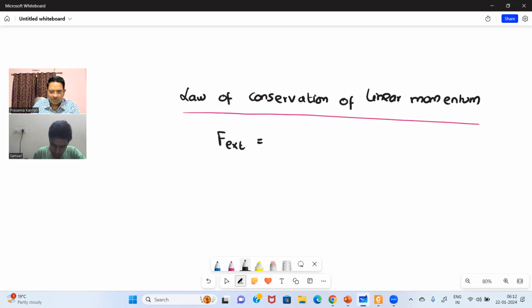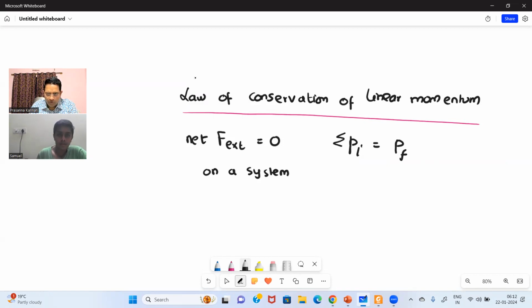So when the net external force acting on a body is zero, the initial momentum equals the final momentum. In fact, I can say when the net external force is equal to zero on a system, then the sum of all initial momentums is equal to the sum of all final momenta.